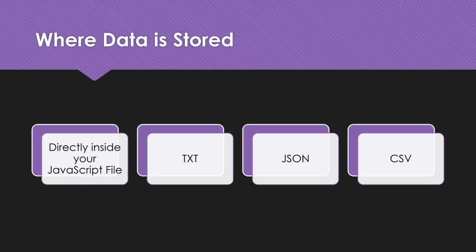D3 is the library that bridges that gap, and it makes it easier for you to combine the data and the visual part together. Right now, let's focus on learning how to make elements appear on the page. Later, we'll learn how to add data into the mix.